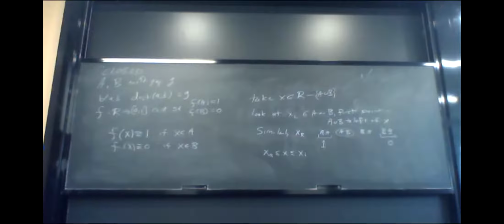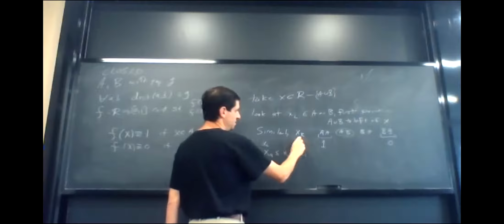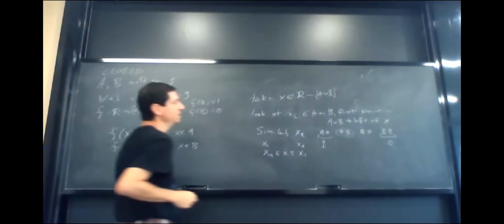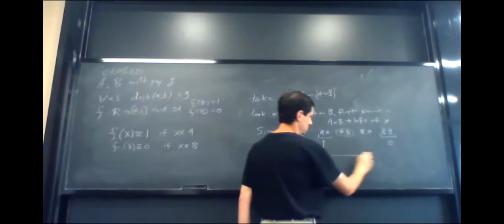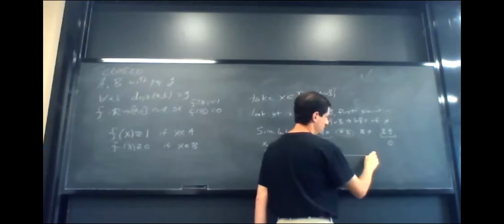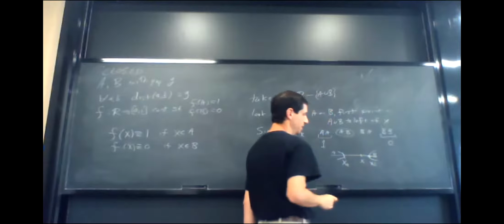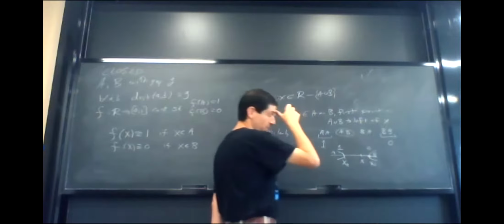Wait, what are X sub A and X sub B? Well, this is the X sub L, and this is the X sub R. But since we now know that it's an A and B, let's just call it like that. So we have something like this. Here's XA, and this is where A lives. Here's XB, and here's some point X. And we want it to be 1, we know it's 1 here, and we know it's 0 there.